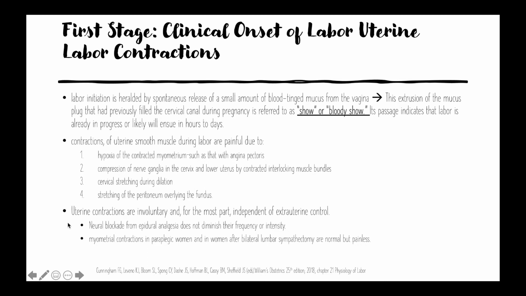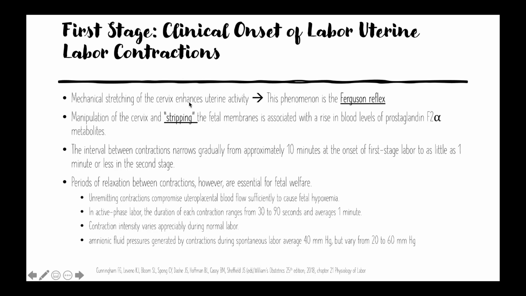Now, uterine contractions are involuntary and for the most part independent of extrauterine control. Neural blockade from epidural analgesia does not diminish their frequency or intensity, and myometrial contractions in paraplegic women and in women after bilateral lumbar sympathectomy are normal, although they are painless. Mechanical stretching of the cervix enhances uterine activity, and this phenomenon is called the Ferguson reflex. Manipulation of the cervix and stripping of the fetal membranes is associated with a rise in blood levels of prostaglandin F2 alpha metabolites.